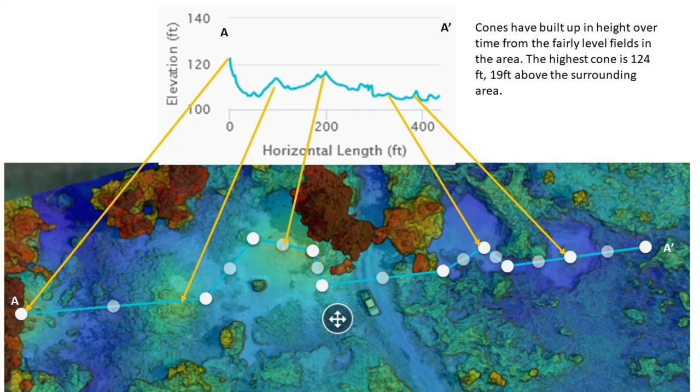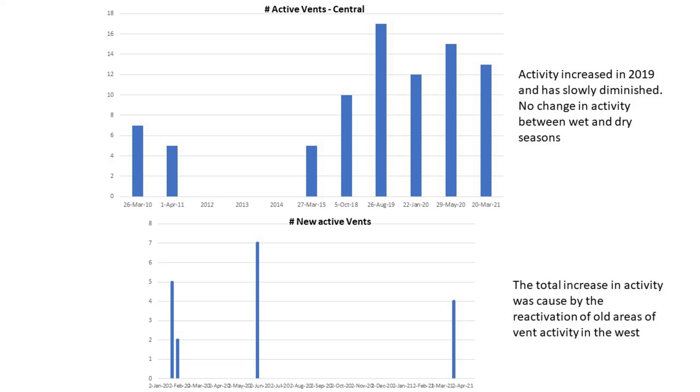In this map and cross-section, we see that the cones have built up in height over time from the fairly level fields in the area. The highest cone is 124 feet above sea level, which is 19 feet above the surrounding area.